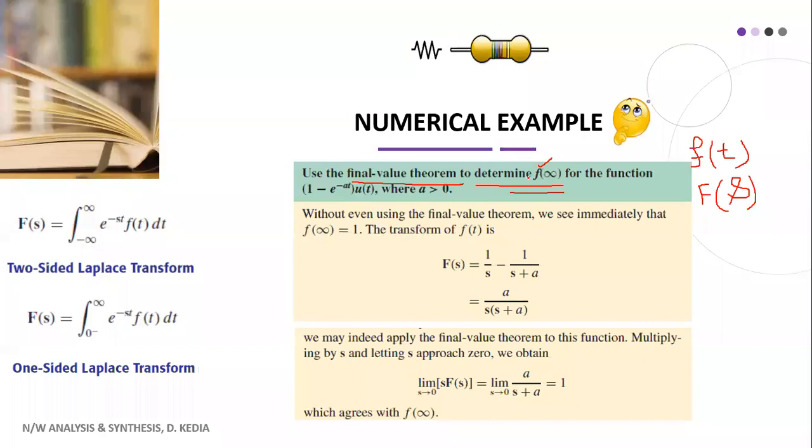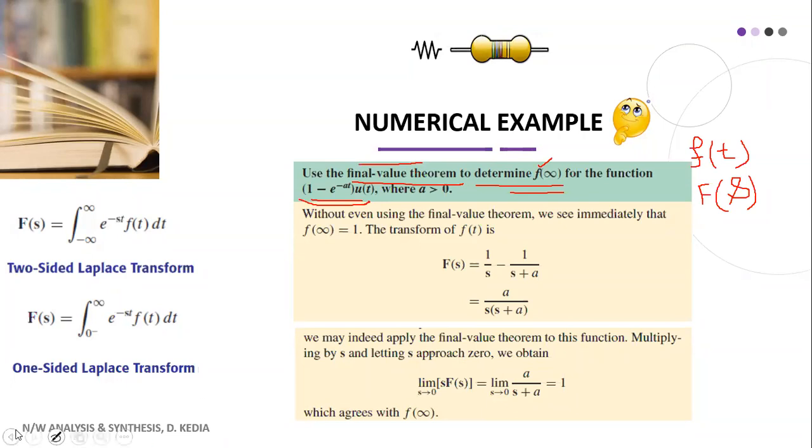So here it is small f(infinity), meaning it is a time domain function which is to be evaluated at t equal to infinity, meaning the final value. And we have to determine the final value of this one. So our f(t) is (1 minus e raised to power minus at) u(t). This is our f(t). And what does our final value theorem say?